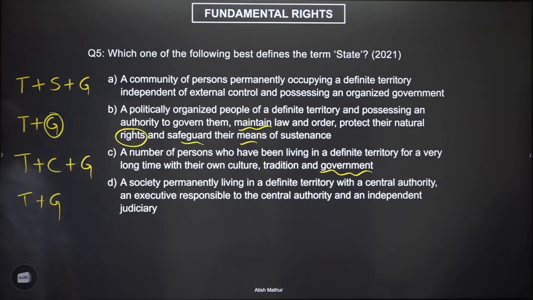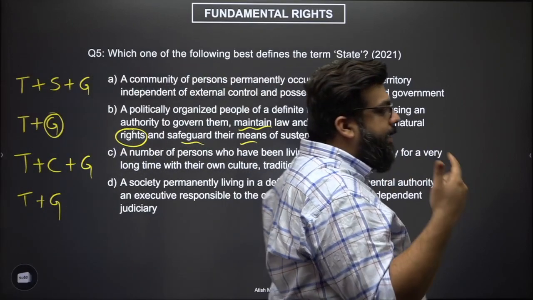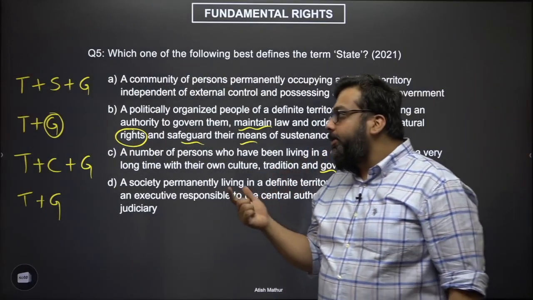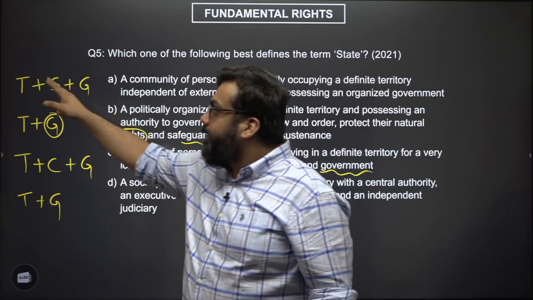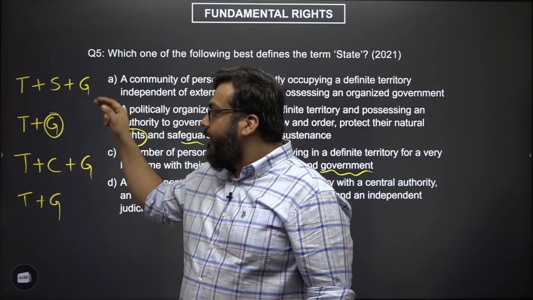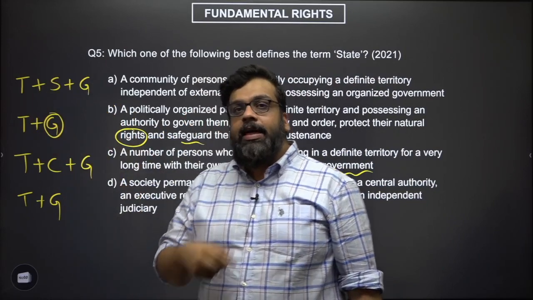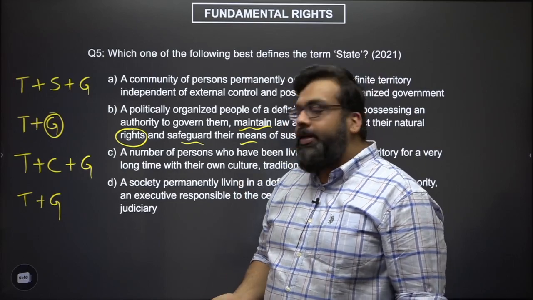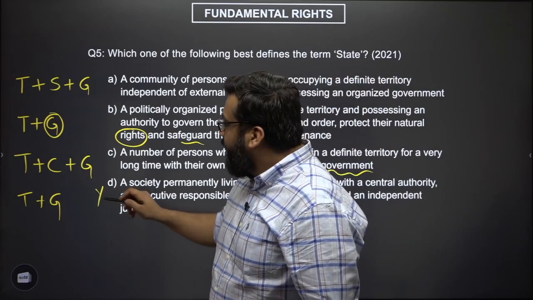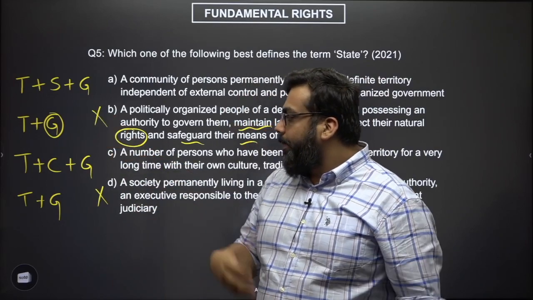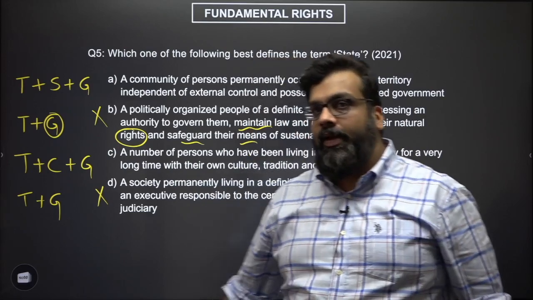So if you see, the first option is talking to you about territory, sovereignty and government. The second option is talking to you about territory and government. The third option is territory, culture and government. The fourth option is territory and government. So obviously B and D is out because they are talking about lesser ingredients of government.